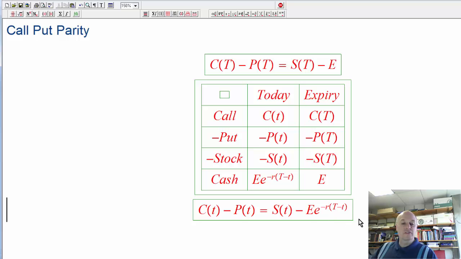And we say that this equation is model independent because we made this equation without knowing how to actually calculate what C of T is or what P of T is, what's the call value worth at some time before expiry. We'll get to that. But this works, this equation, we can use this equation before we even know what the model is. It's model independent.